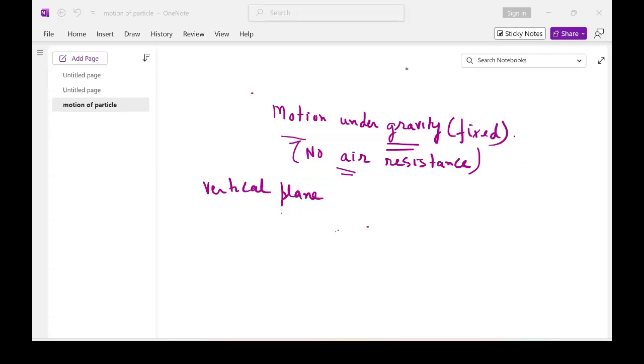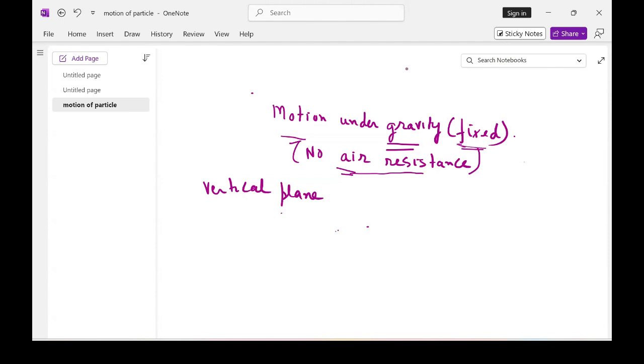Okay, so today we will study motion under gravity, and we are considering here a fixed acceleration due to gravity. That means the amount of gravitational force is fixed here. And also we consider a very hypothetical situation that there is no air resistance. For simplicity, we are assuming this.